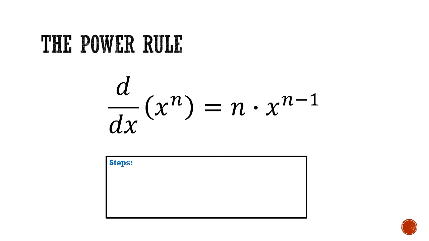So these are the steps that you'll take for the power rule. First, you're going to rewrite the expression in the form of x to an exponent. So if you had a radical, you would need to rewrite it. If you had your exponent and your x in the denominator, you need to move it to the numerator.